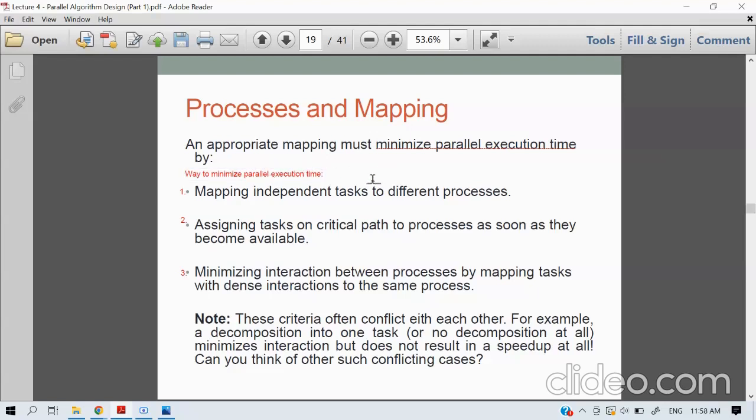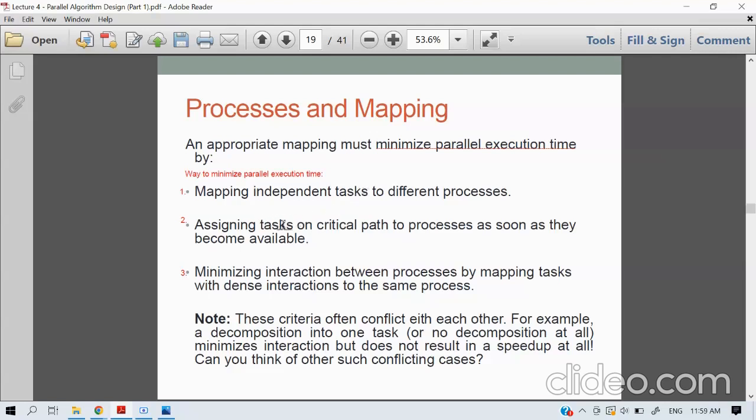So there are several way to minimize the parallel execution time. Okay, so the first one, bila nak buat mapping, you kena buat mapping independent task to different processes. Okay, so number two, assigning tasks on critical paths to processes as soon as they become available. So number three, minimizing interaction between processes by mapping tasks with dense interaction to the same process. So when you want to do the mapping, you need to consider this one lah. Cari task tu independent ke tak.